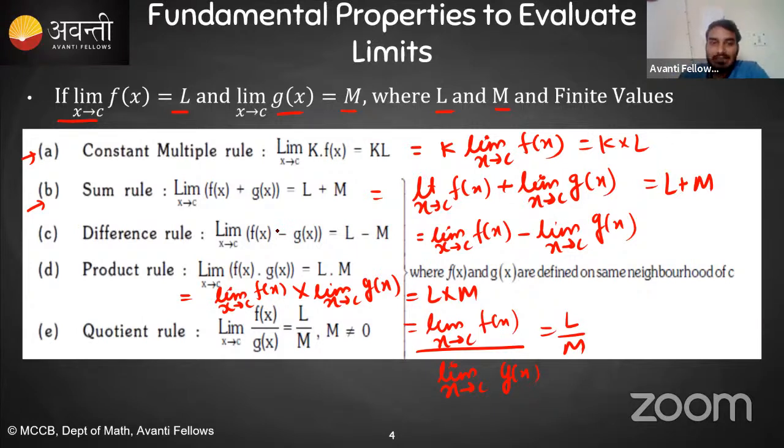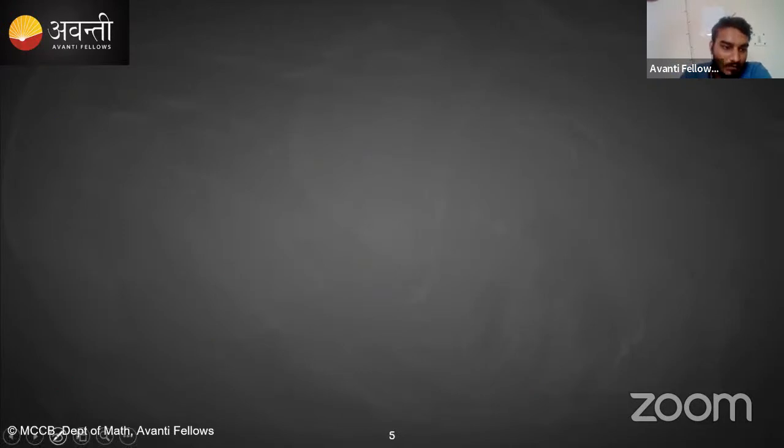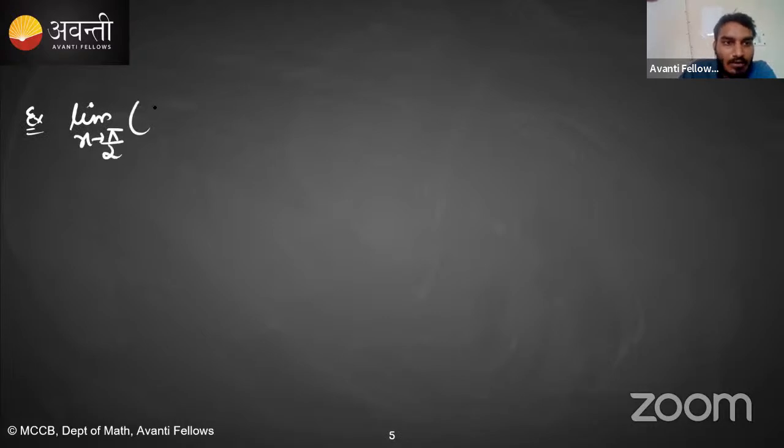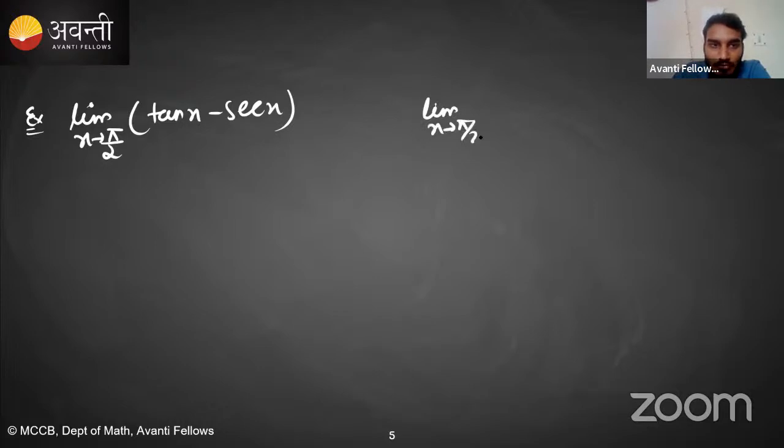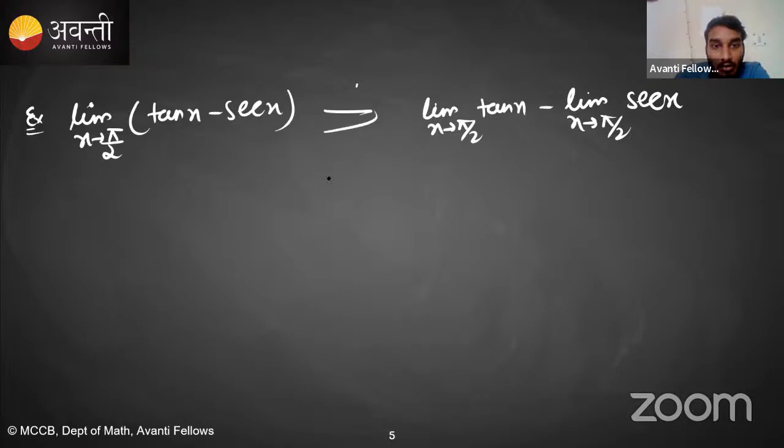So what I was saying is, let's suppose there is an example: limit x tends to pi by 2, tan x minus sec x. Tell me, can I write it like this: limit x tends to pi by 2 of tan x minus limit x tends to pi by 2 of sec x? Yes or no? Quickly let me know. No, right? We cannot write like this.